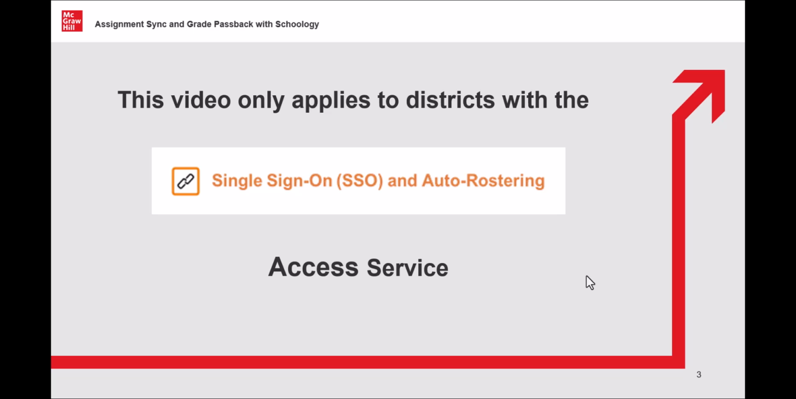If you are unsure which access service applies to your district, please read the Access Services description article to learn more. Additionally, if you don't see the McGraw-Hill tool described in this video, please check with your district IT to make sure that Assignment Sync and Grade Passback has been implemented for your district.